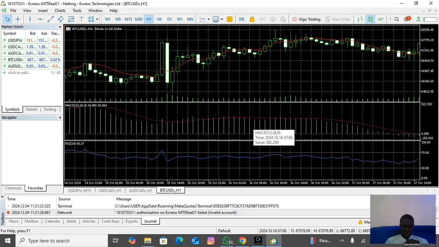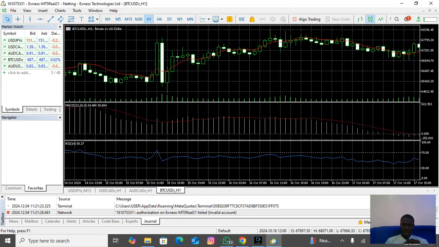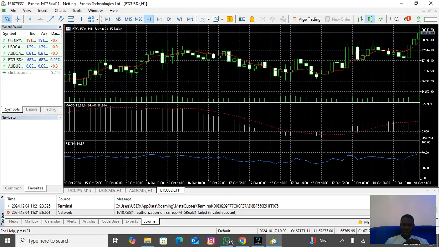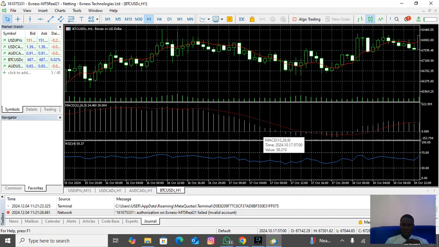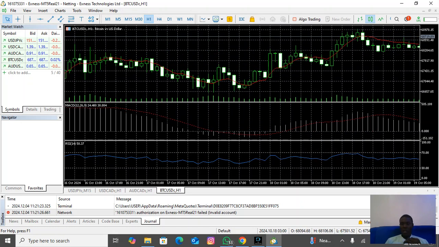This MACD is also used for getting signals, like a buy signal occurs when the MACD line crosses above the signal line, and a sell signal occurs when it crosses below. All right. So when this red line crosses below this middle line, which is the signal line, I mean to say. The MACD lines are these vertical lines, right? The signal line is this horizontal line right there. So if this red line crosses below, it's a sell signal. If it crosses above, it's a buy signal, right?